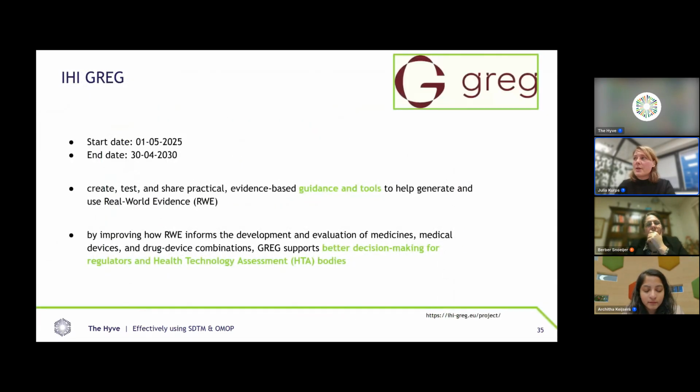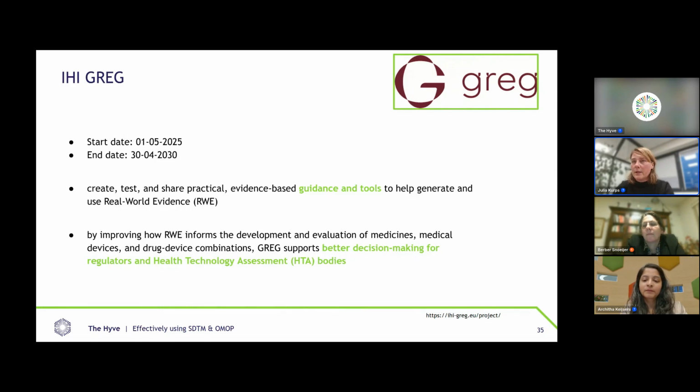And this builds the foundation, I would say, for the other two projects that I would like to go into now. There we have IHI-GREG, which is also a public-private partnership that just started in May this year. Here we're trying to figure out how we can provide guidance and tools to create, test and share the practical implementation of the creation of real-world evidence. So how can we use the real-world data that's already out there, standardized and high quality, to improve the decision-making for the regulatory bodies and HTA bodies, for example.